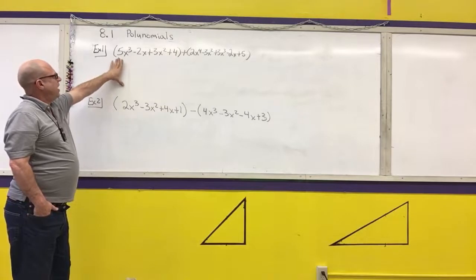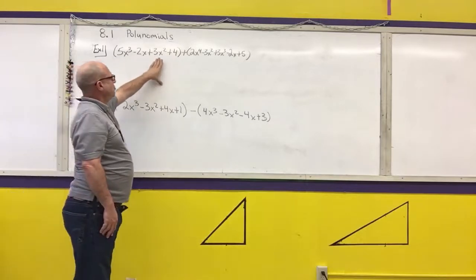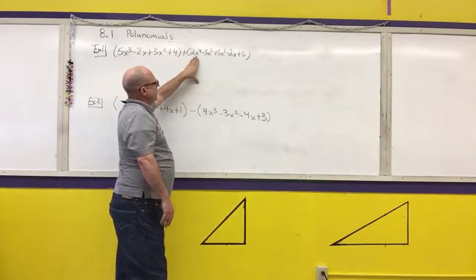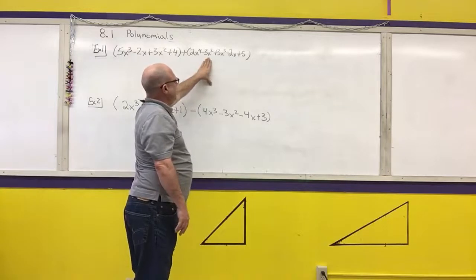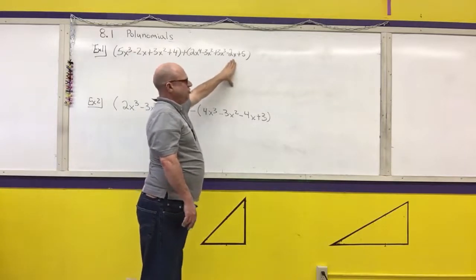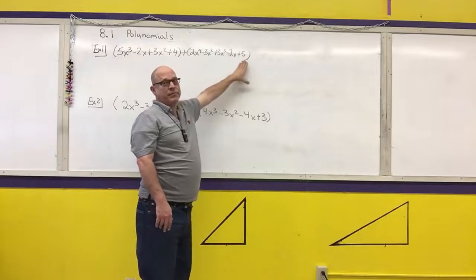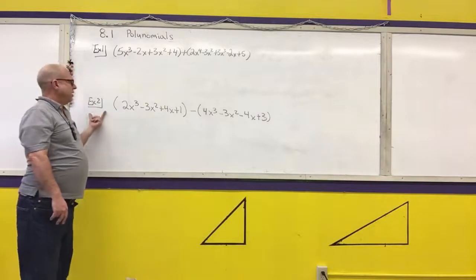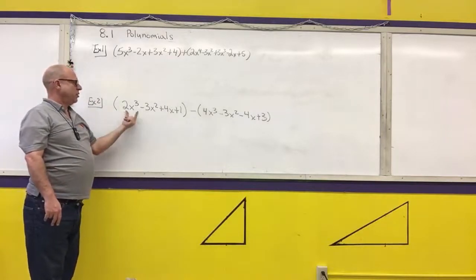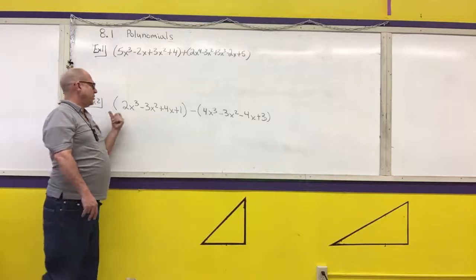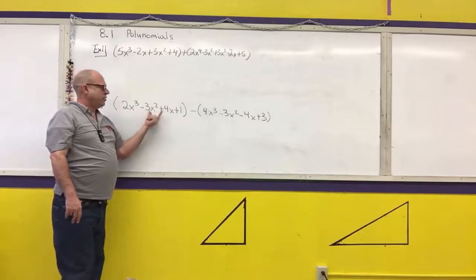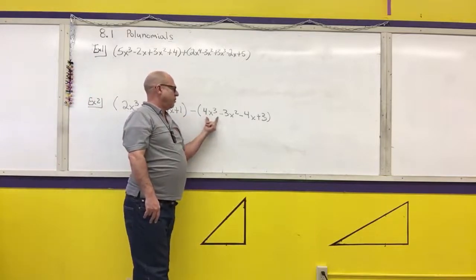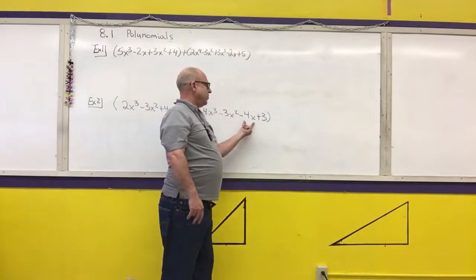The first one is 5x cubed minus 2x plus 3x squared plus 4 plus the quantity 2x to the fourth minus 3x squared plus 3x cubed minus 2x plus 5. Again, I'm not going to work these out. You're going to see the answers tomorrow in class. The second example is the quantity 2x cubed minus 3x squared plus 4x plus 1 minus the quantity 4x cubed minus 3x squared minus 4x plus 3.